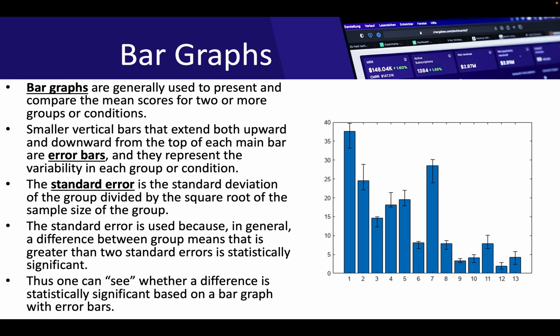The standard error is the standard deviation of the group divided by the square root of the sample size of the group. The standard error is used because, in general, a difference between group means that is greater than two standard errors is statistically significant. Thus, one can see whether a difference is statistically significant based on a bar graph with error bars.